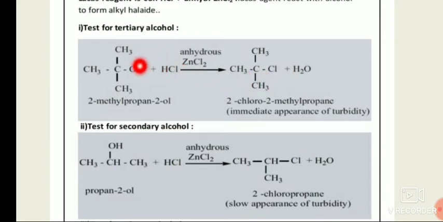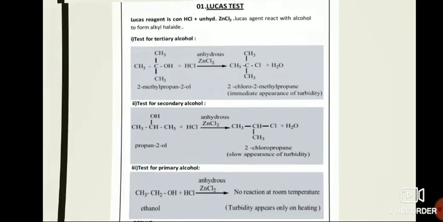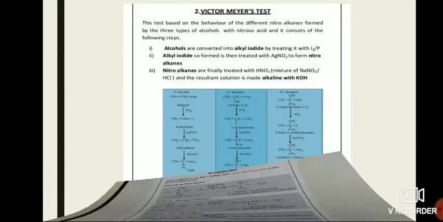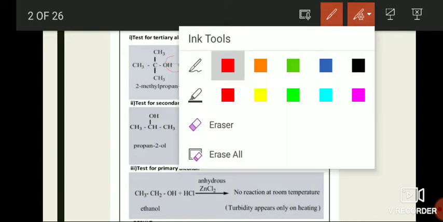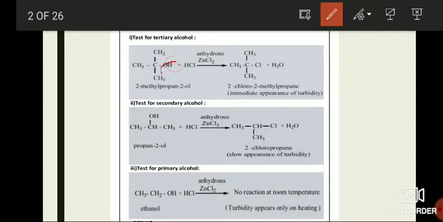Listen, the OH and the H go to form H2O. The Cl goes to this place. Therefore, an alkyl halide is formed.